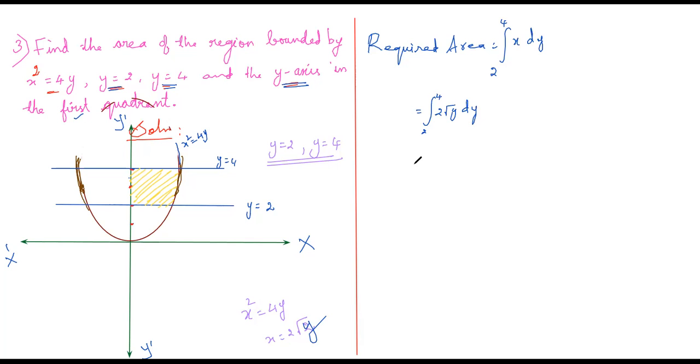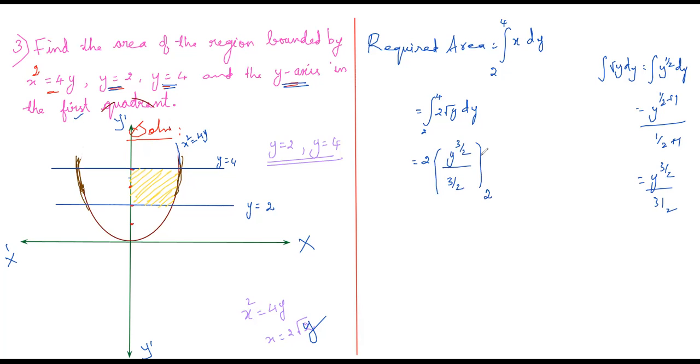Now integrate root y with respect to y. The integration of root y dy is y power 1 by 2 dy, right? So it is y power 1 by 2 plus 1 over 1 by 2 plus 1, which is equal to y power 3 by 2 by 3 by 2, and the limit is from 2 to 4. That is equal to 2 into, taking the 3 by 2 in the denominator outside, 2 by 3 y power 3 by 2, from 2 to 4.